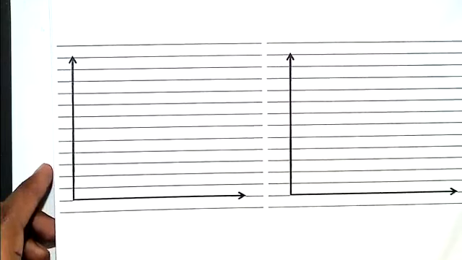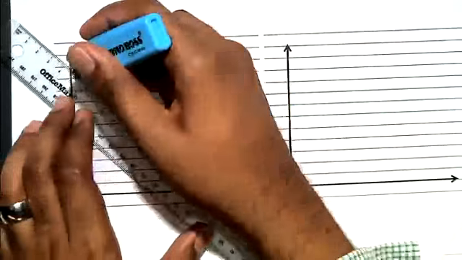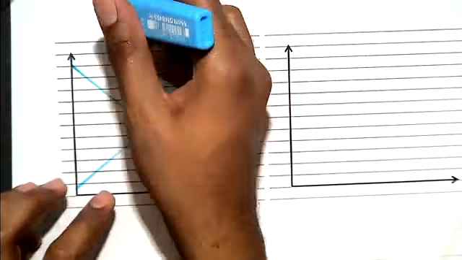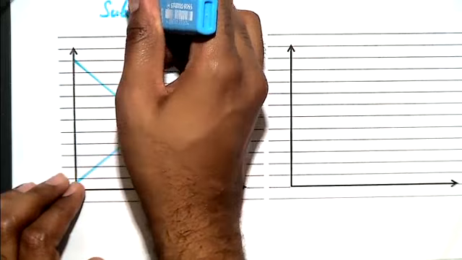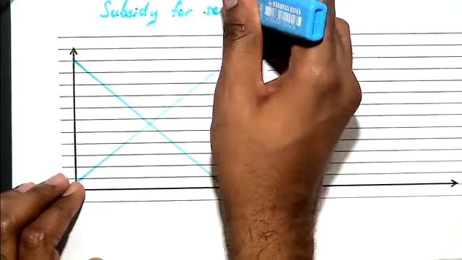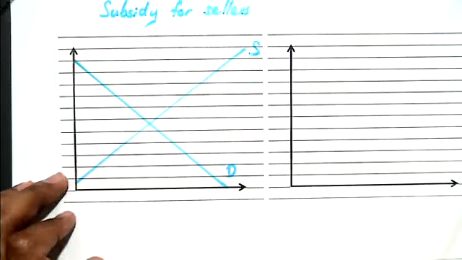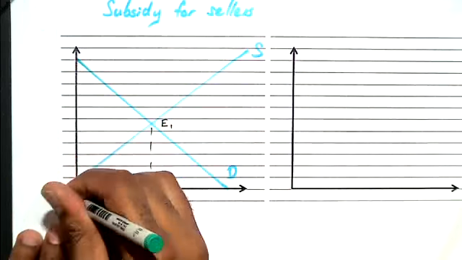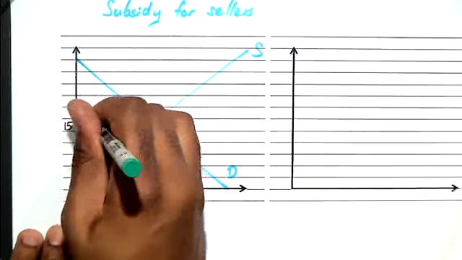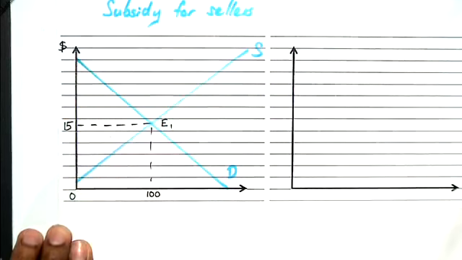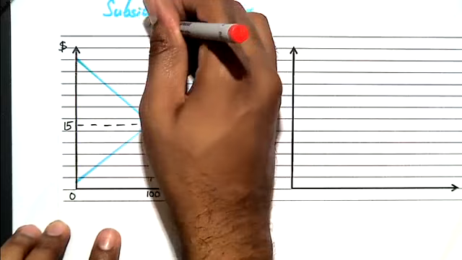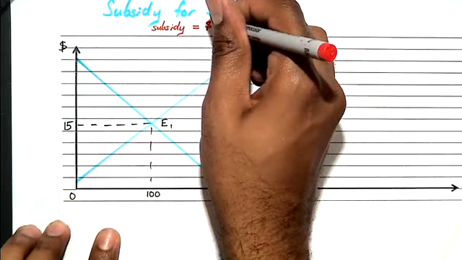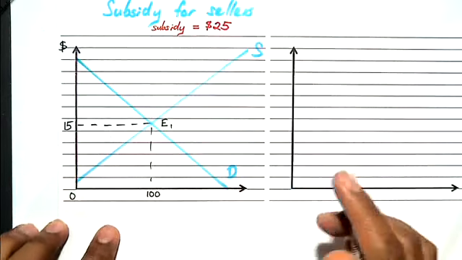Here's something more exciting. Let's say a subsidy for sellers. Let's say the quantity is 100 and the price is 15. Let's say the subsidy is $25 per unit.